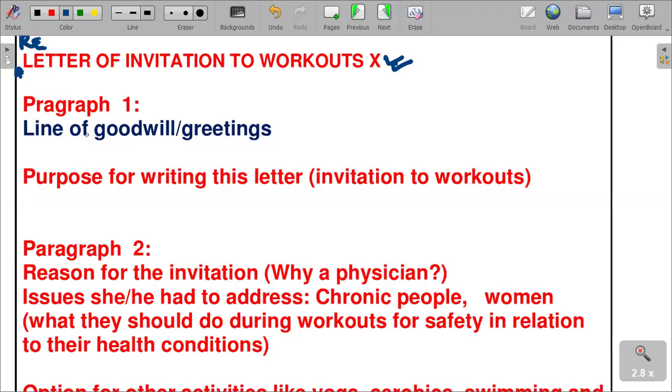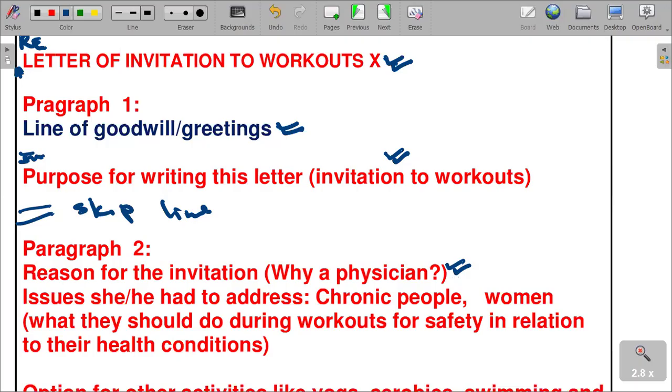So paragraph 1, line of goodwill and greetings. You start by just greeting, goodwill and greeting is paragraph 1, and then you skip a line there again, and then you go to the purpose of writing the letter, under the greetings. You skip a line, and still on that paragraph you are writing the purpose of writing the letter, invitation to workouts. And then paragraph 2, obviously here you skip a line. We are saying paragraph 2, reason for invitation. Why a physician? Why do we need a physician?